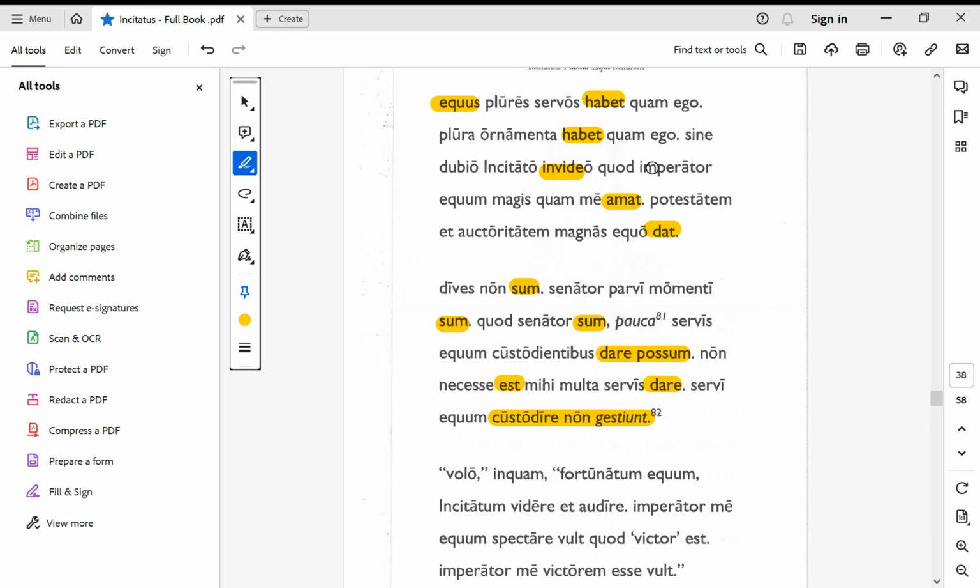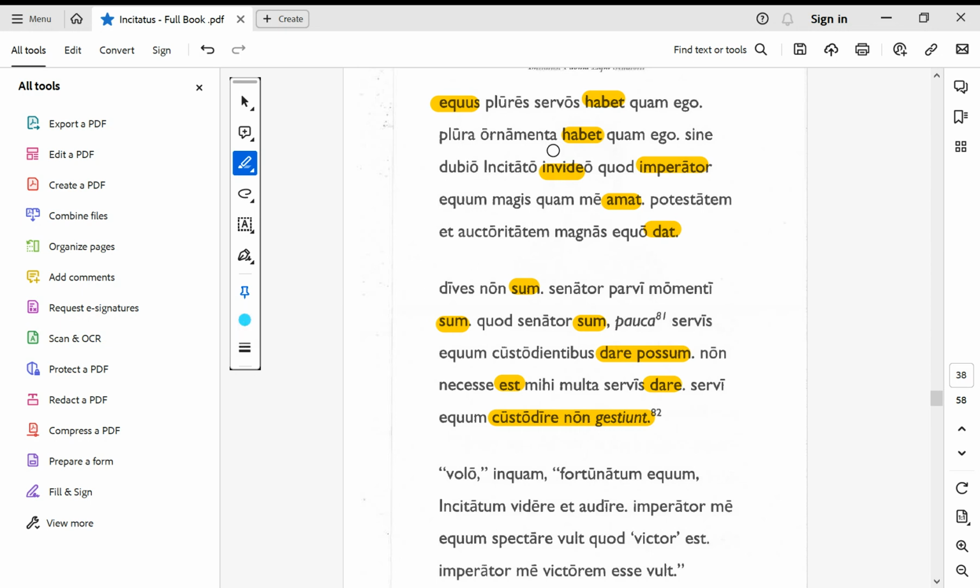Quod imperator equum magis quam me amat. So we see amat, that ends with a T. We need to find a nominative singular, and that's going to be imperator up here. Okay. And we see dat ends with a T, but here we don't see anything with a nominative singular ending. We don't see an A, we don't see a US, we don't see any third declension word in its nominative form. Okay, so I'm going to work on finishing up this top paragraph first.